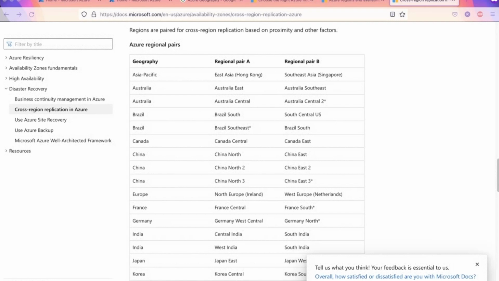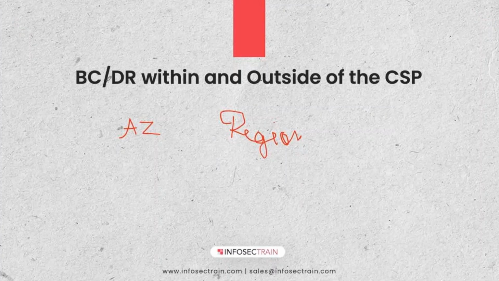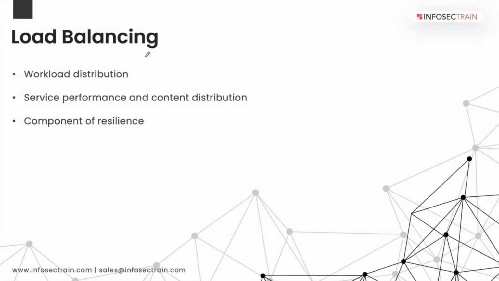So the first thing is that you have the availability zones and regions, and you should take advantage of them. When we are talking about business continuity and disaster recovery within the cloud, take advantage of this architecture, zones and disaster recovery options that are available. Then there is load balancing.